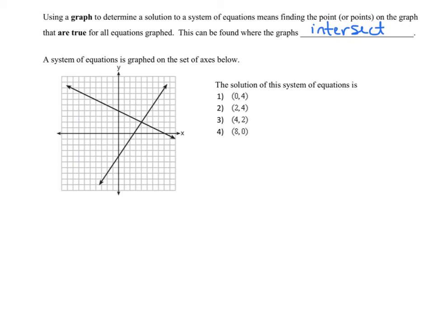Okay, so we're looking for the point of intersection on the graph, and that will be our solution to the system of equations. If you look at this example we have right here, a system of equations is graphed on the set of axes below. Where is the solution? Well, this line is made up of an infinite number of points. This line is made up of an infinite number of points. The only point that they share would be this point right here, which of course would be x comma y, so over 1, 2, 3, 4, and up 1, 2. So we would go x comma y, and so 4, 2 is our solution to that system.